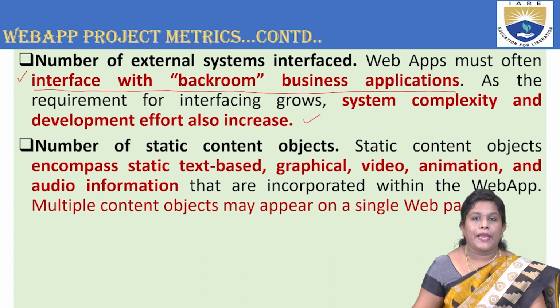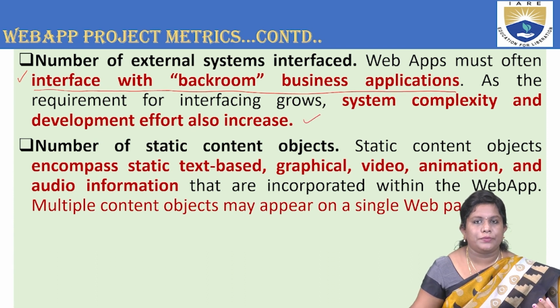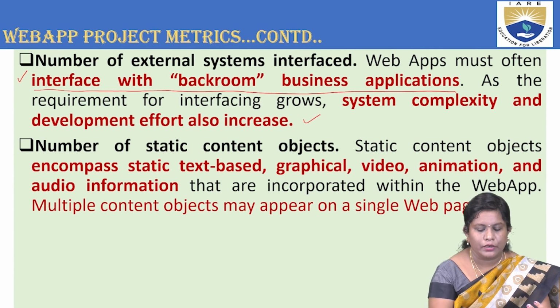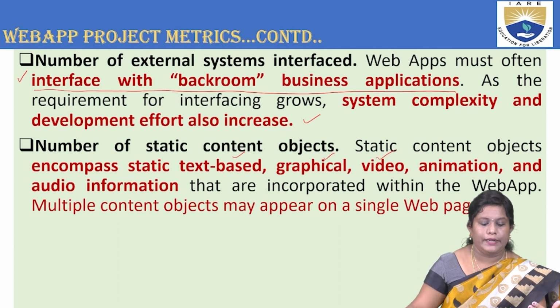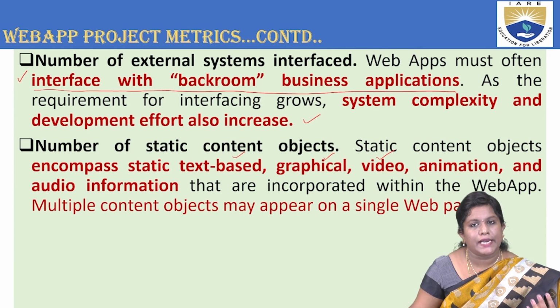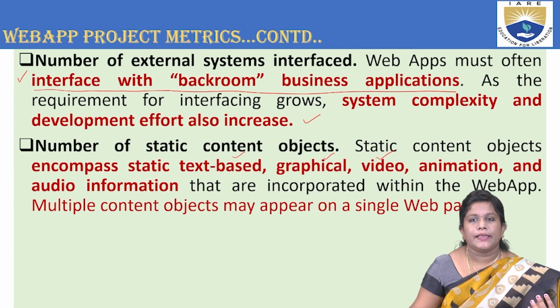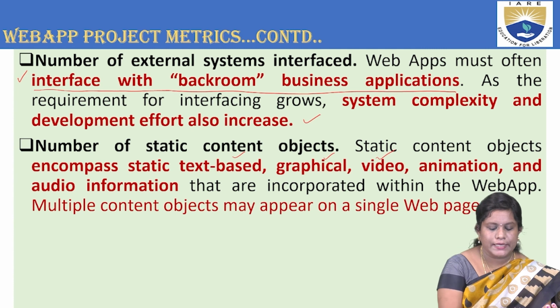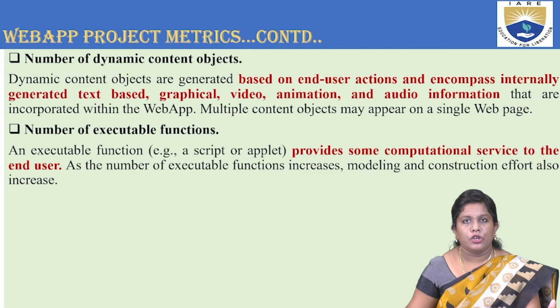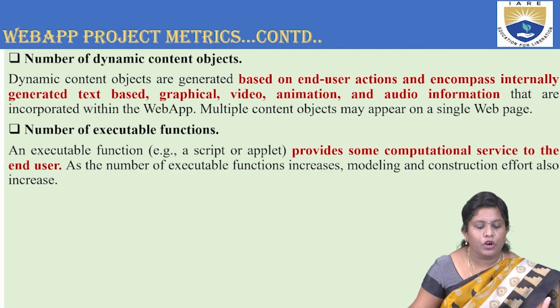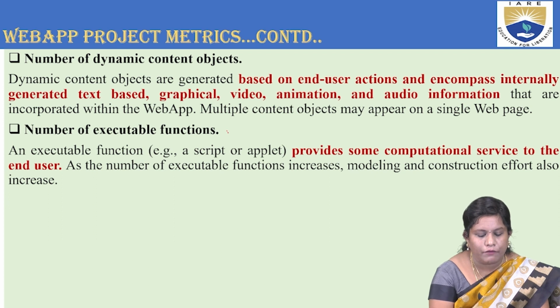And the number of static content objects, as I told you, is of lower complexity, right? It also includes various text-based, graphical, and video content. Whenever you say static, it is like static content objects involving various graphics, videos, and animations that can be merged. Multiple content objects may appear on a single web page as well. All these things involve various static content, dynamic content, and the executable functions as well.